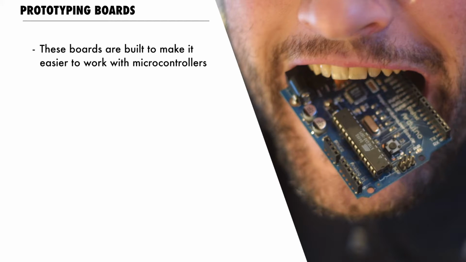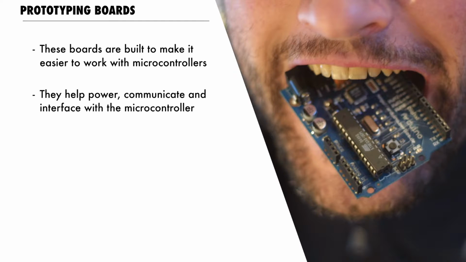The brain of it is the microcontroller. It's that big black chip in the middle. That's the processor. That's what manages all the GPIO pins, all the sensors, all the motors. And these prototyping boards help power, communicate, and interface with them. Previously, when we didn't have prototyping boards, electronic engineers were still working with microcontrollers, but they had to build specific circuits to power them, and another circuit to communicate and interface.